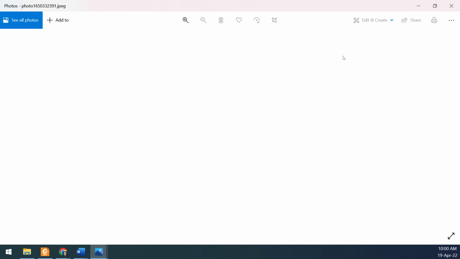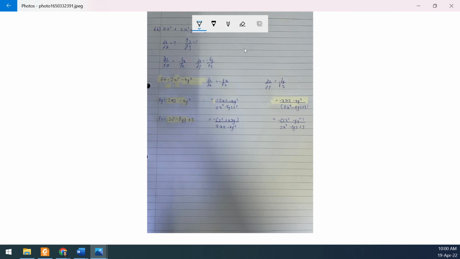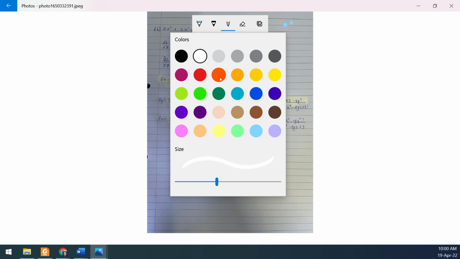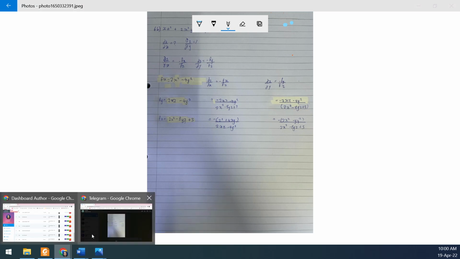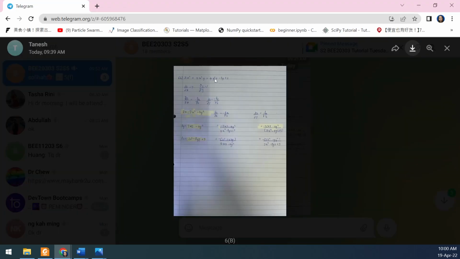Okay, 6b. Also implicit differentiation, where the function is xz squared plus 2x squared y equal to this one, plus 4y squared z minus 3y plus 2.